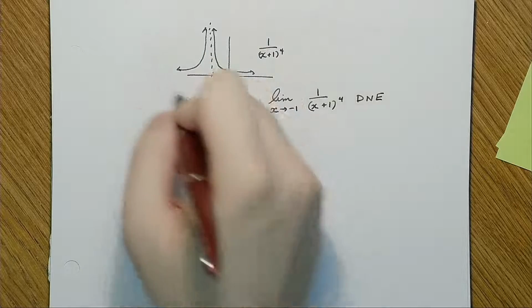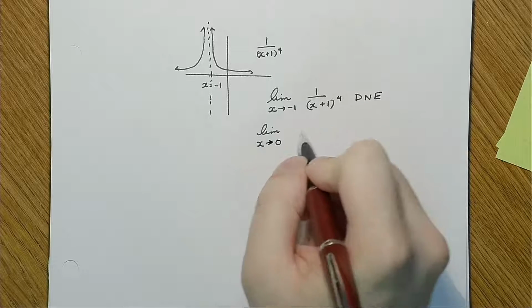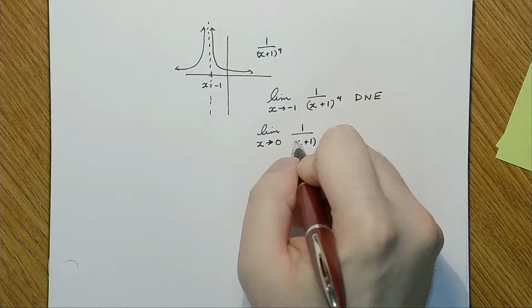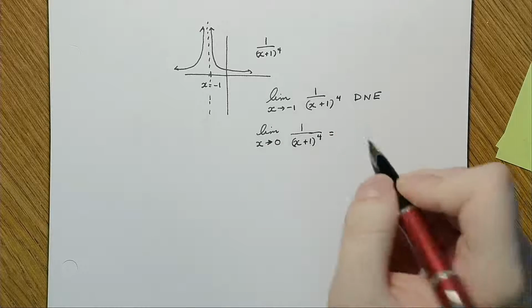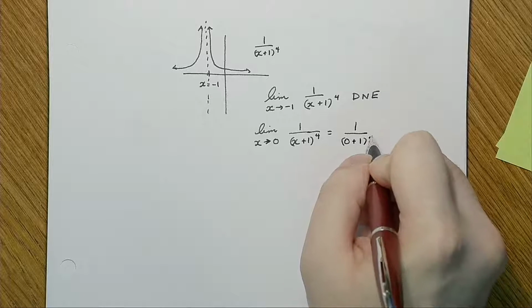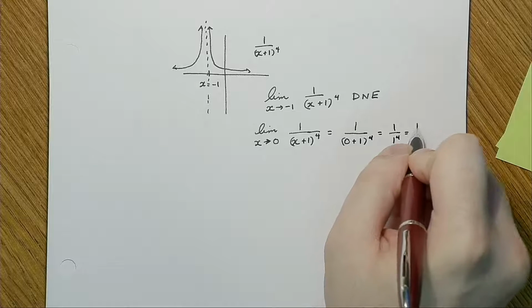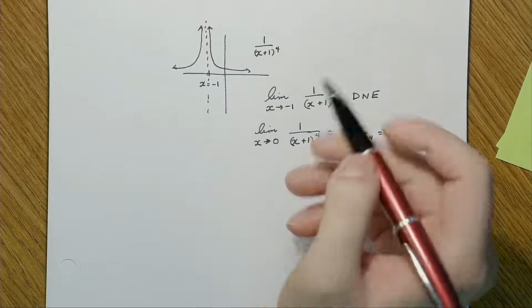Why I was saying just be careful is because the limit everywhere else exists. For instance, I could take the limit as x goes to 0 of 1 over x plus 1 to the fourth. This doesn't cause the denominator to be 0, so I can just substitute in my value. So I have 0 plus 1 to the fourth. 1 to the fourth is still just 1, so 1 over 1, or 1.